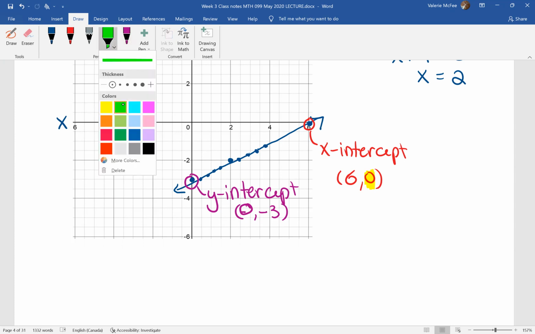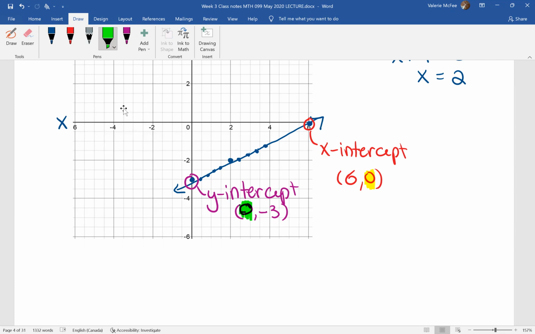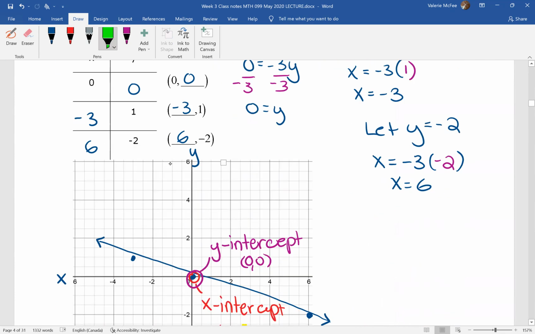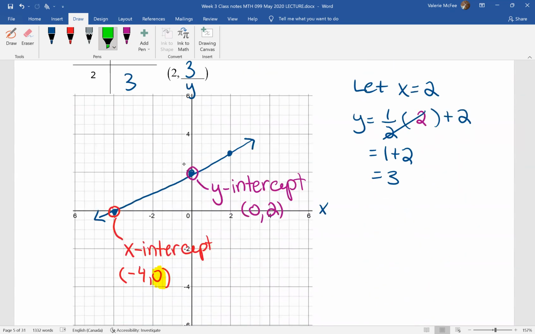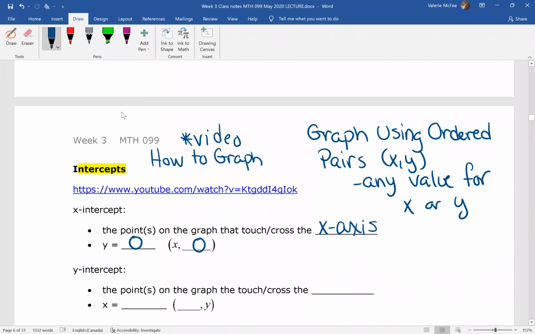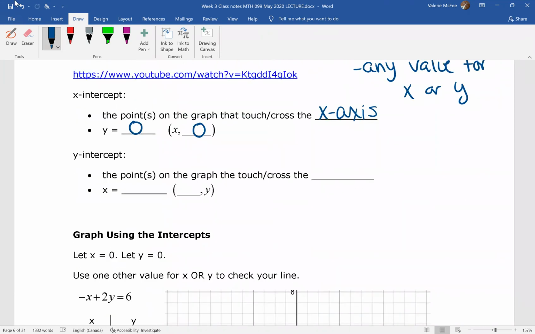Do you notice that for each of these, x is equal to 0? So the y-intercept is the point on the graph that touches or crosses the y-axis. This is the place where x equals 0. So in my ordered pair, x is 0 and y is any other real number.